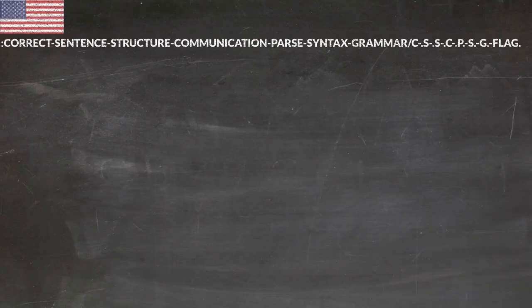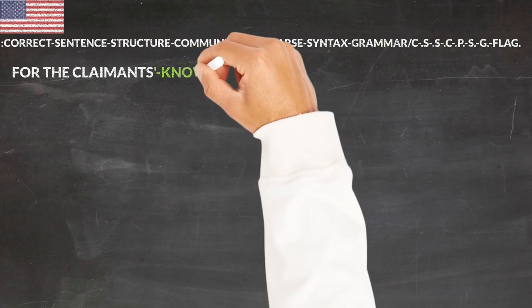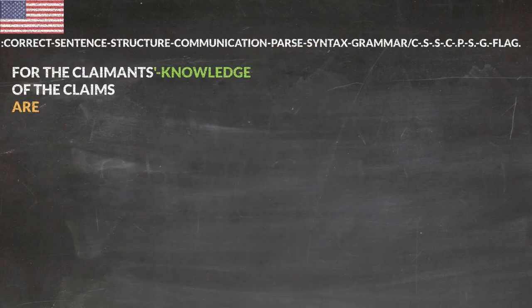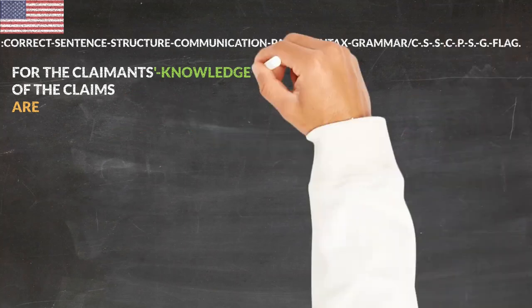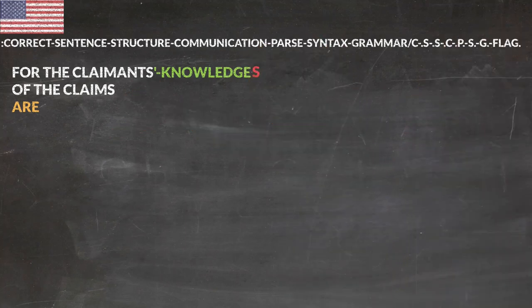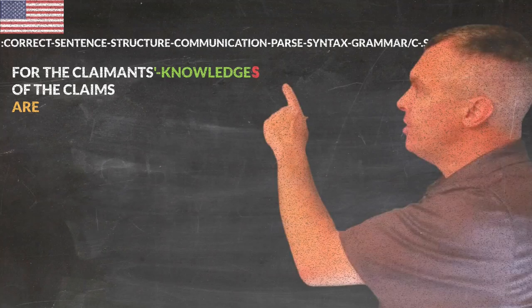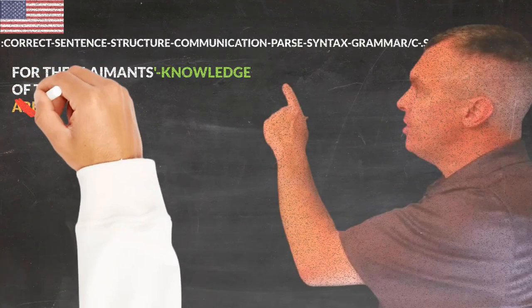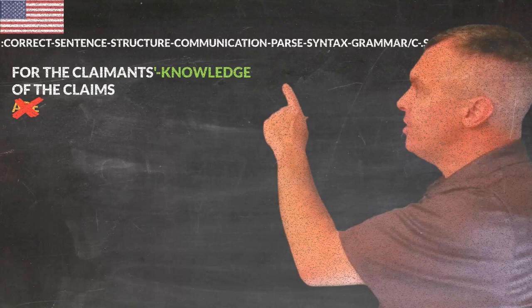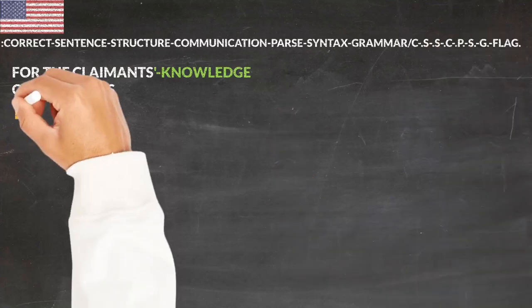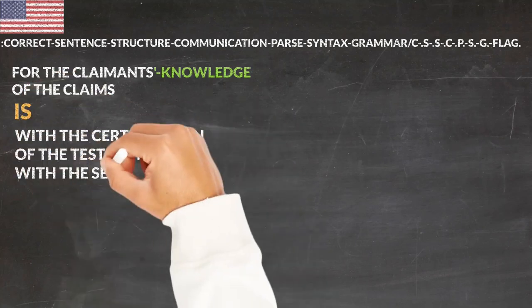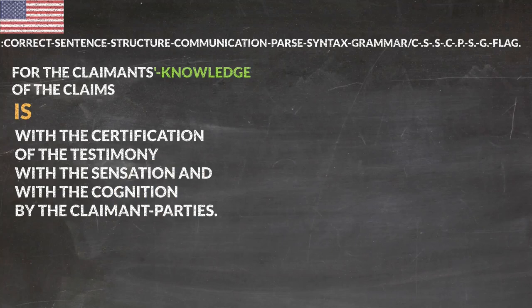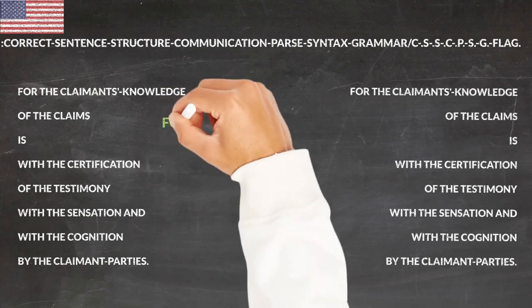Here's another interesting thing. For the claimant's knowledge of the claims are. The claimants' knowledge, now we have plural claimants possessing knowledge. This is singular. It's not knowledges, it's knowledge. It's a singular condition of state. Therefore, the verb would be is. The claimant's knowledge of the claim is, with the certification of the testimony, with the sensation and cognition by the claimant parties. Backwards, for the claimants' parties.